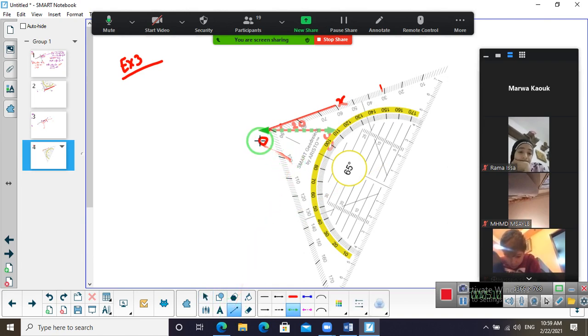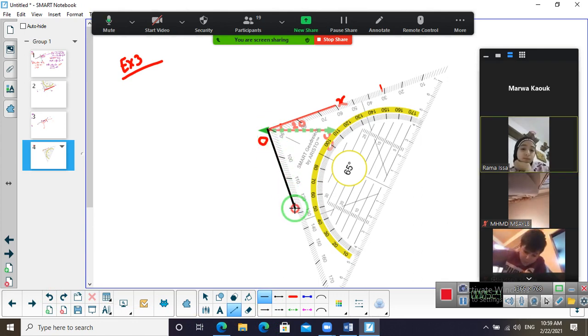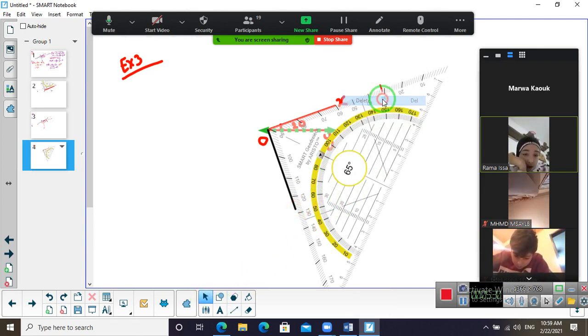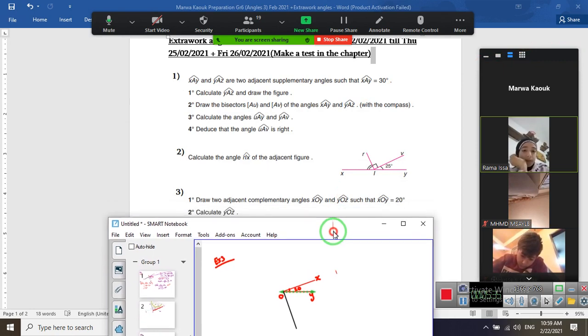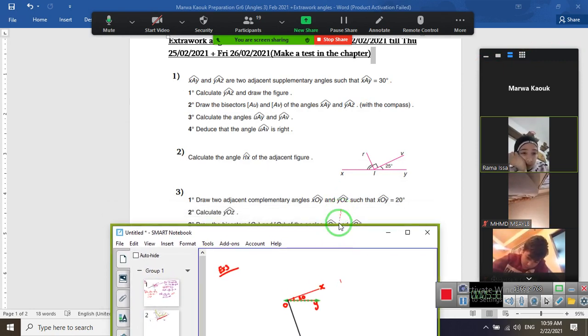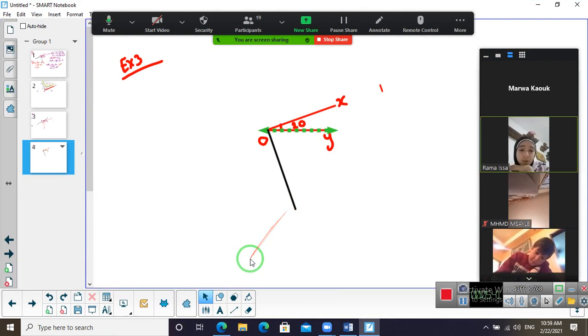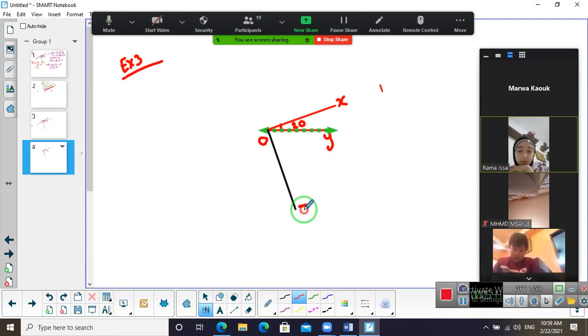I will continue my L shape now, and its name is what, Rama? Can you tell me its name? XOY. I will draw XOY. The second one, what will it be? Read the question. Now I have YOZ. And as you know, adjacent complementary means these two angles, their sum is 90 degrees.